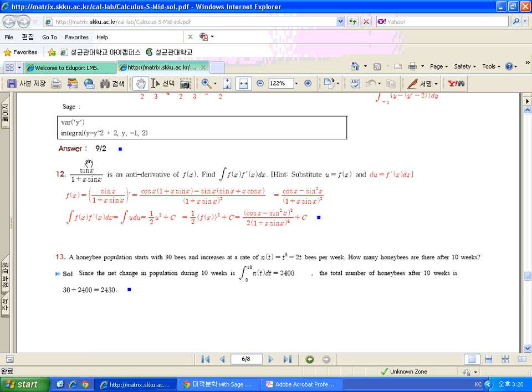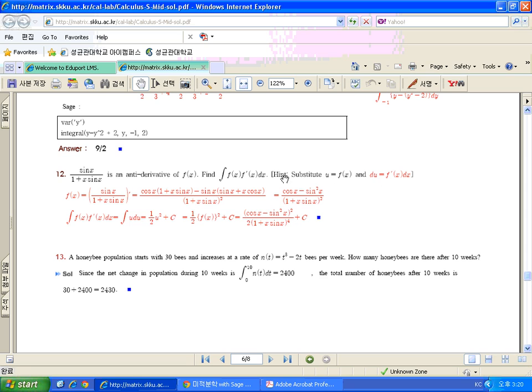And if this is an antiderivative of f of x, then what is this? And I gave some hint. So all you had to do was just use this hint to find the integral of f of x f prime of x dx, which can be written as the integral of u dx, which is this.